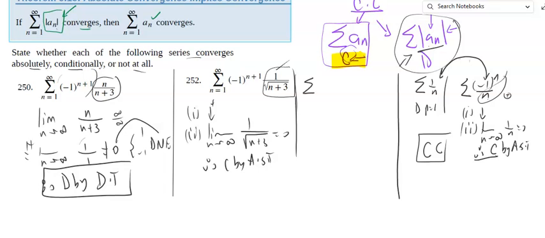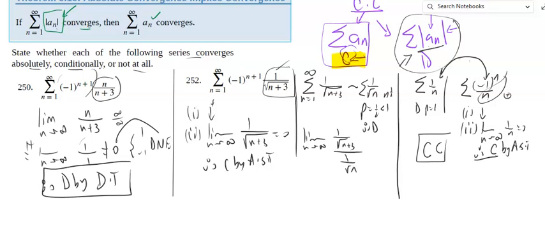Now, if I put an absolute value on it, all the absolute value does is eliminate the alternating part. So the limit as n approaches infinity equals 0 is no longer useful. Now, this is dominated by 1 over radical n. That's a p-series with p equal to 1/2, right? n to the 1/2, less than 1. Therefore, it diverges.